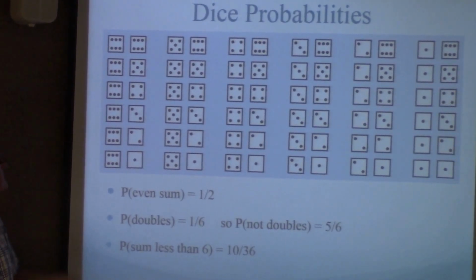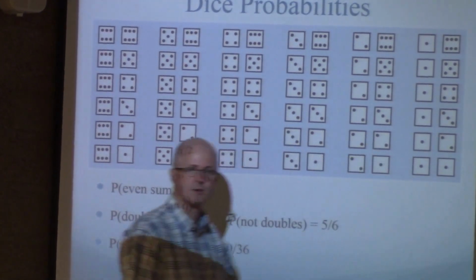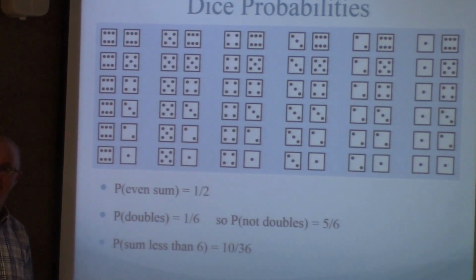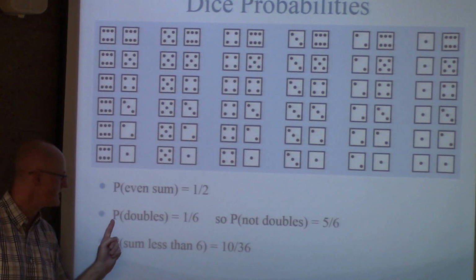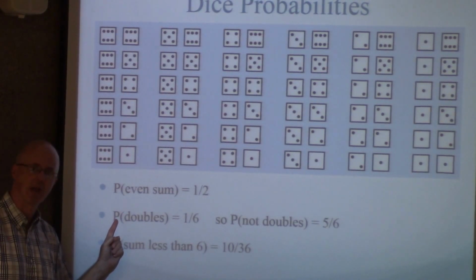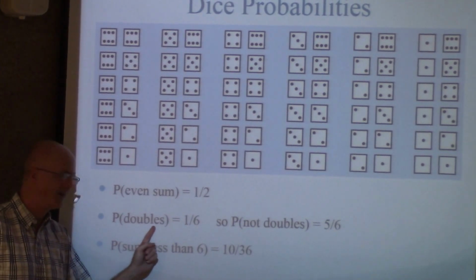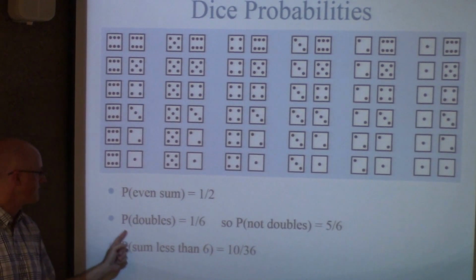How about getting doubles? 6 and 6, 5 and 5, 4 and 4, 3 and 3, 2 and 2, 1 and 1. Those are the doubles. There are 6 out of 36 of them, or 1/6 is the probability of getting doubles. By the way, this is probability notation. When you see the P here in this chapter, it stands for probability. What's the probability of getting doubles? That's how you should read this. This entire symbol represents that number.